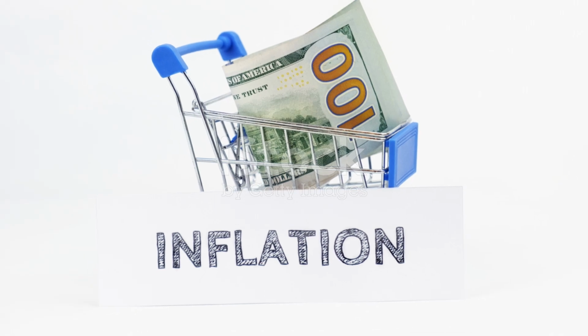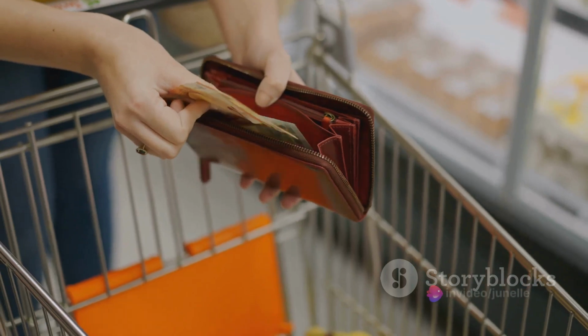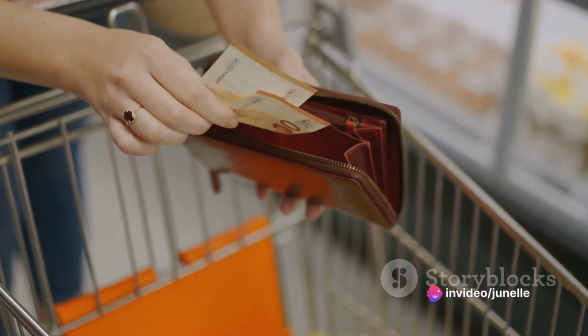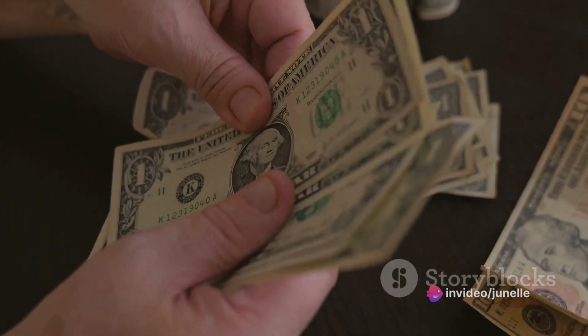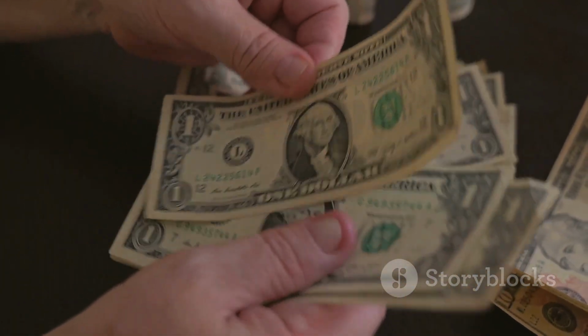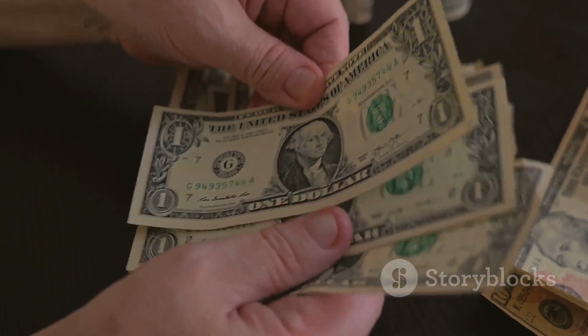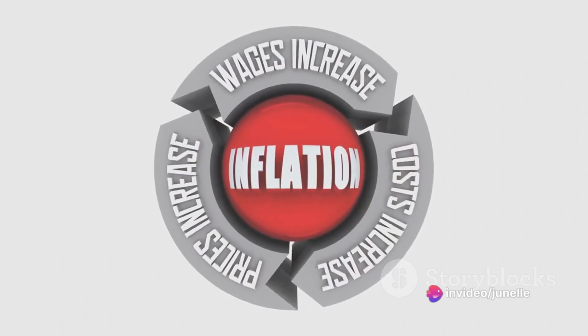Imagine you have $100. Today, you can buy 100 items that cost $1 each. But if inflation rises by 2%, next year those same items might cost $1.02 each. Now your $100 can only buy 98 of those items. That's inflation in action. Inflation is usually measured annually and is expressed as a percentage.